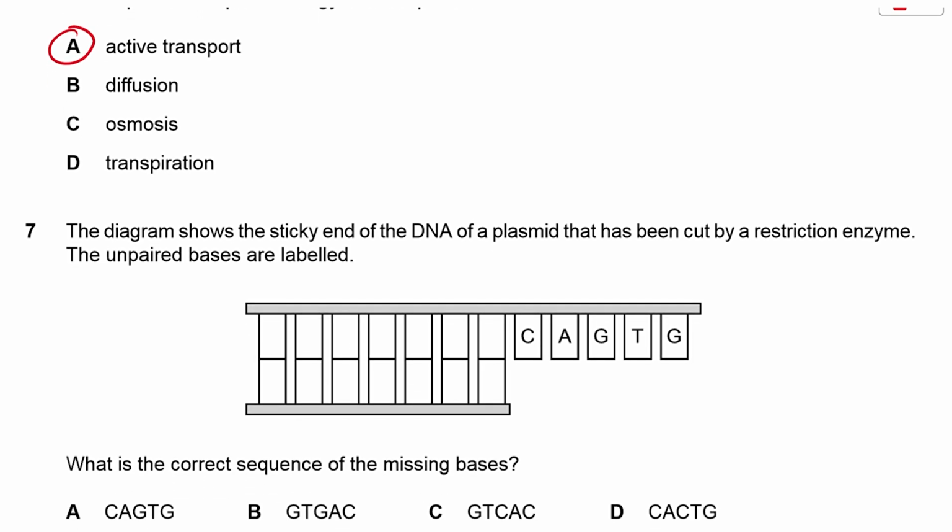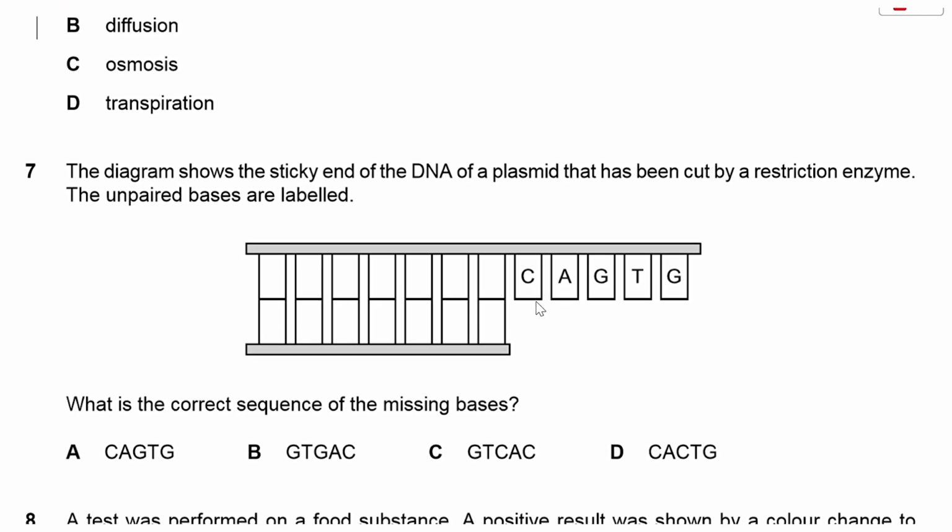Number 7 says, the diagram shows the sticky ends of a DNA of a plasmid that has been cut by restriction enzyme. The unpaired bases are labeled. So we have here the bases C, A, G, T, G. Now we know that base C is always paired to base G and base T is always paired to base A. So if we are to pair here, this will be G, T, C, A, C, which is actually choice C. Yeah, choice C.